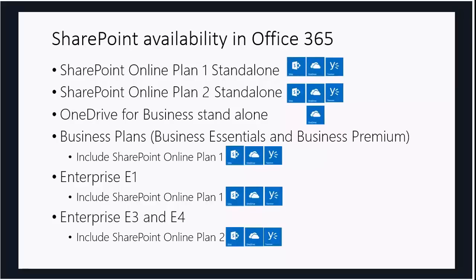So Online Plan 2 has the more advanced features, form services, access services, those sorts of things. And again, you only see those typically in E3 and E4 plans.